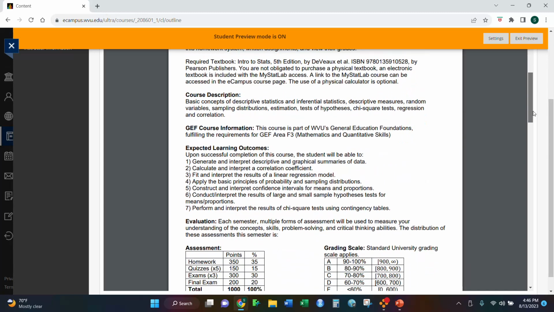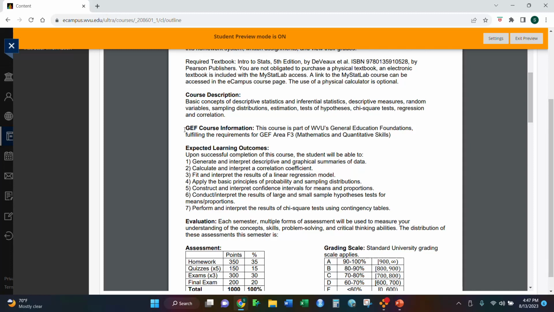Course description: basic concepts of descriptive statistics and inferential statistics, descriptive measures, random variables, sampling distributions, estimation, test of hypothesis, chi-square test, regression, and correlation. If you are saying, I have no idea what some of those things are, or even all of them, do not panic. That's the reason you're taking this course. And if you knew what every single one of those things were, you probably wouldn't need to take this course.